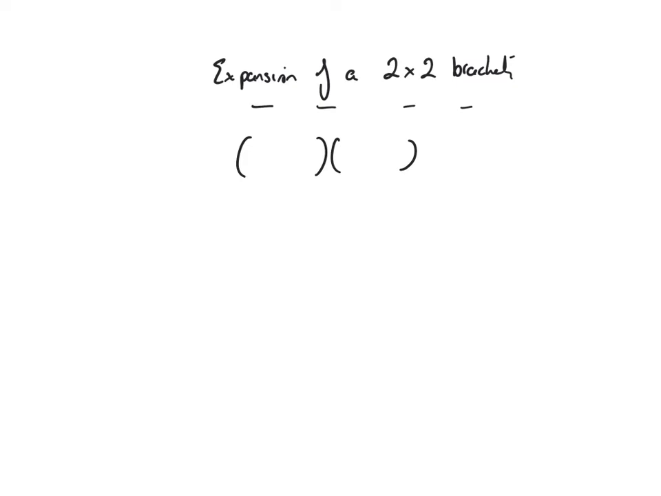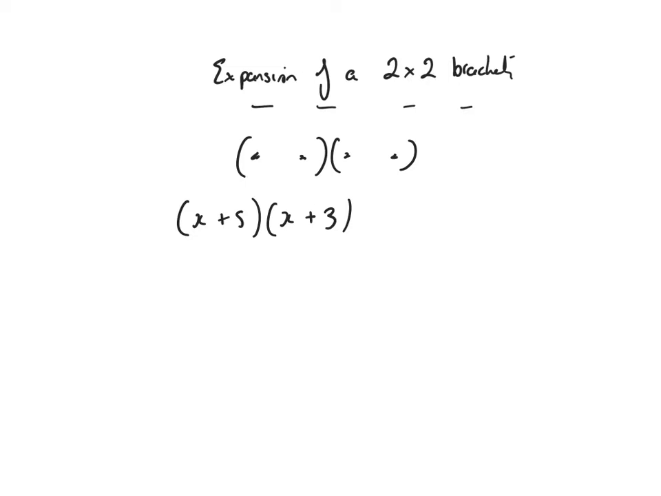Okay, this lesson is going to be called expansion of a 2 by 2 bracket. That meaning that we've got two brackets with two terms in each bracket. So we're going to do things like this, x plus 5 bracket x plus 3.